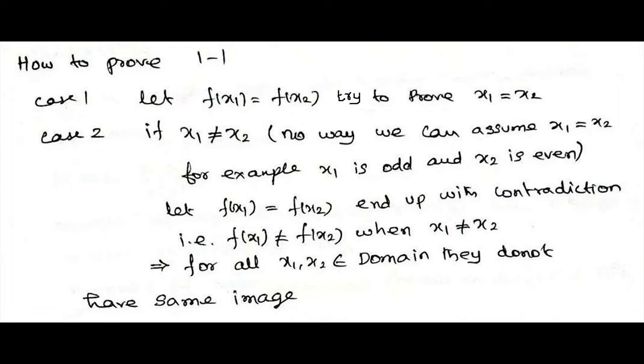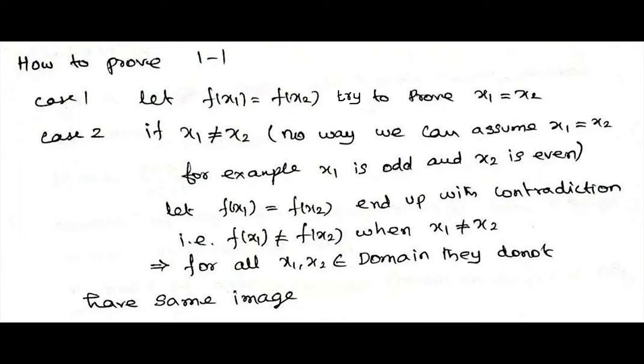For example, x1 is a prime number, x2 is a composite number; x1 is an even number, x2 is an odd number; x2 is positive, x1 is negative. In those cases, if you assume f of x1 equal to f of x2, you end up with a contradiction. Then you can say f of x1 is not equal to f of x2 whenever x1 is not equal to x2. Thus, for any two different values x1 and x2, you'll have two different images. Therefore, it is a one-to-one function. This is how we can easily prove a function is one-to-one.